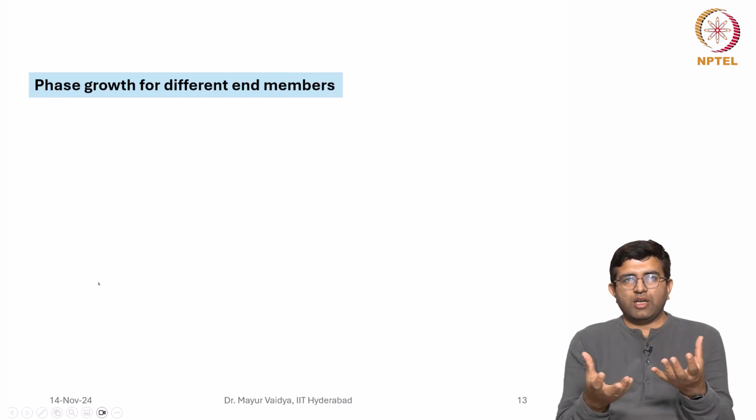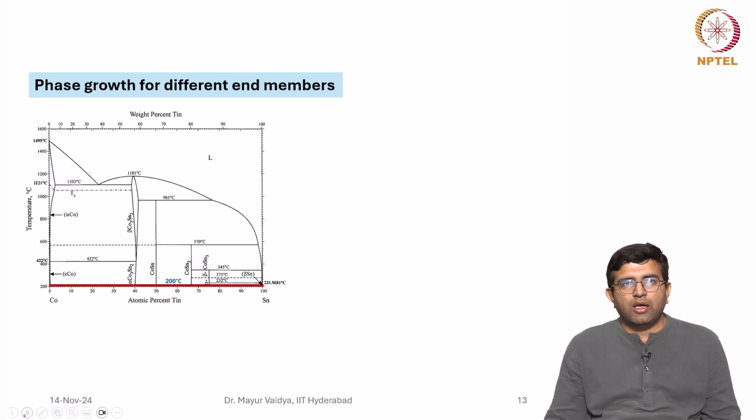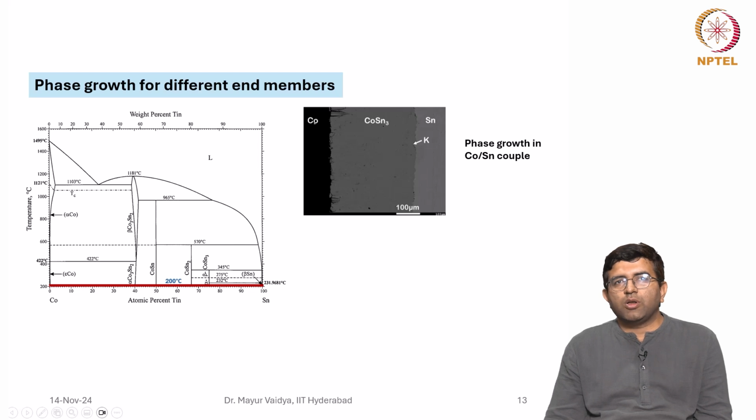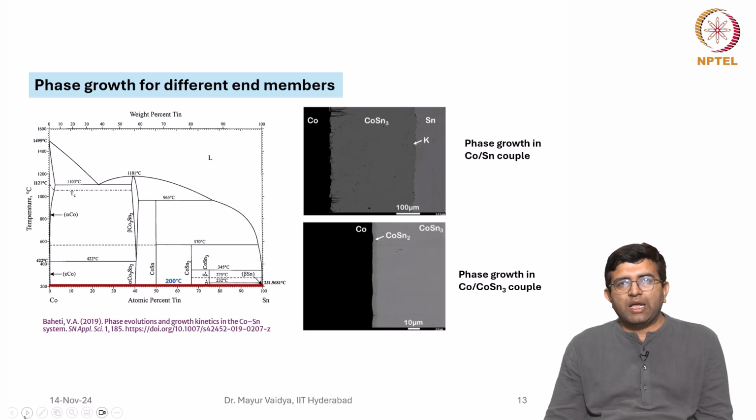Then phase growth for different end members. What I mean here is, let me show you. For example, if you consider a cobalt tin phase diagram, and you have a diffusion couple of cobalt and tin, what you see is a CoSn3 phase developed in the interdiffusion zone. Whereas if you make a diffusion couple of cobalt and CoSn3, what you will have is a CoSn2 phase growing. So if you change the end members, the phases that grow in the interdiffusion zone will also change. Their thicknesses will be different, the phase itself will be different.